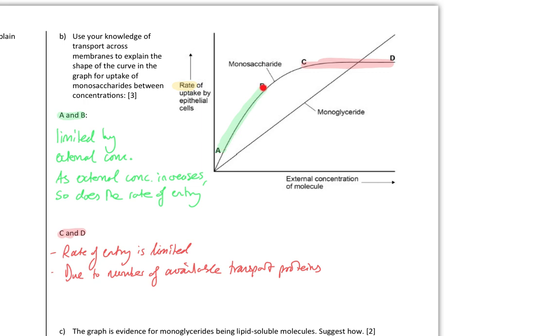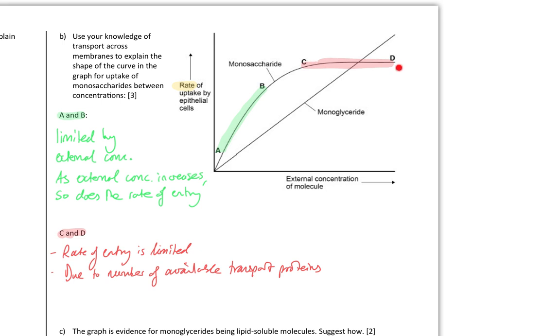So between A and B, how's it moving in there? Well, it's just moving in. To explain the shape of the curve, it's going up because it's limited by the external concentration. As I increase the concentration outside of glucose, more goes in. So it's limited by the external concentration. As the external concentration increases, so does the rate of entry.